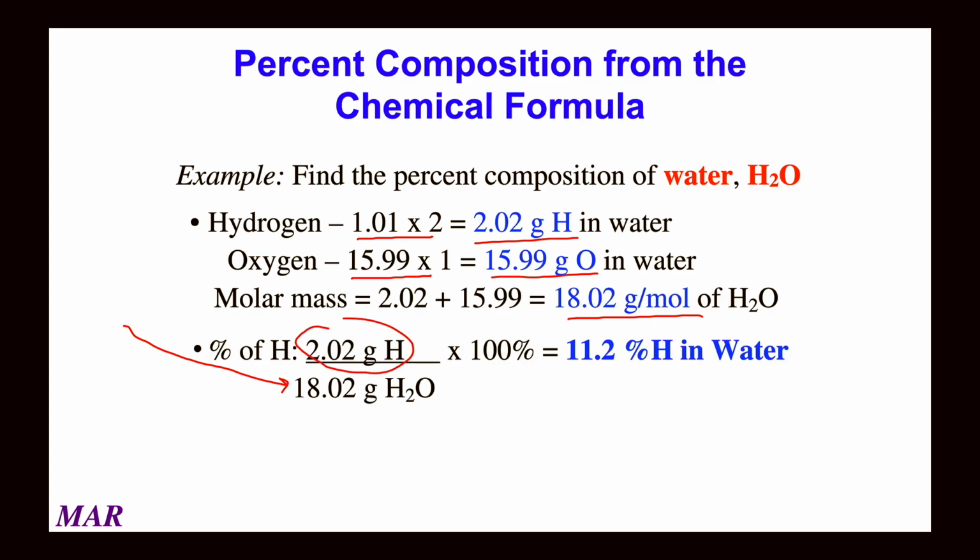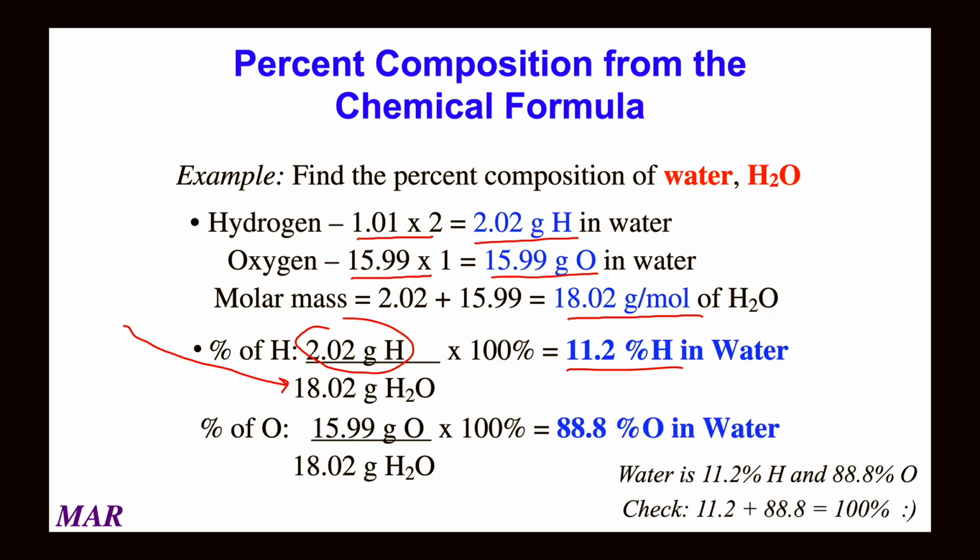So grams of what you're looking for, hydrogen, divided by grams of everything, which is the molar mass, times 100%. Water is about 11.2% hydrogen, and that's kind of a cool thing to know. Now, for oxygen, it would be very similar. Oxygen, 88.8% oxygen. So water is about 11.2% hydrogen, about 88.8% oxygen. If you add those together, it's about 100%, which is good.